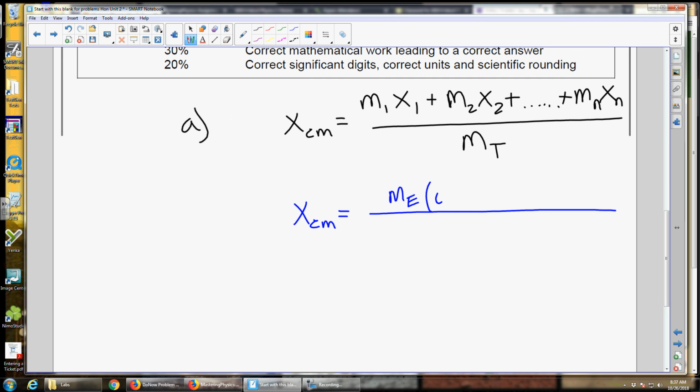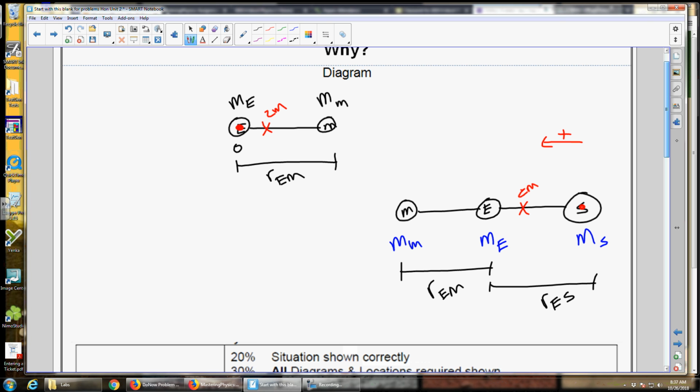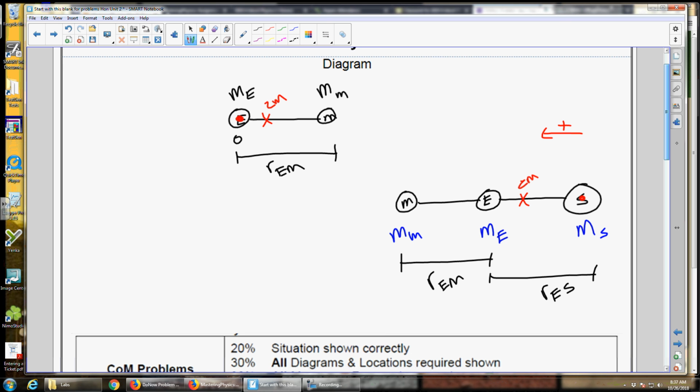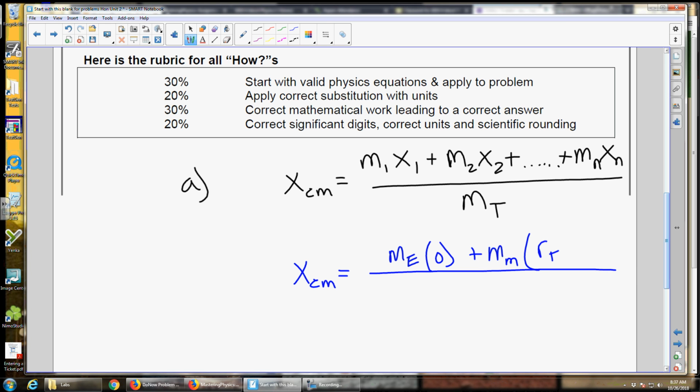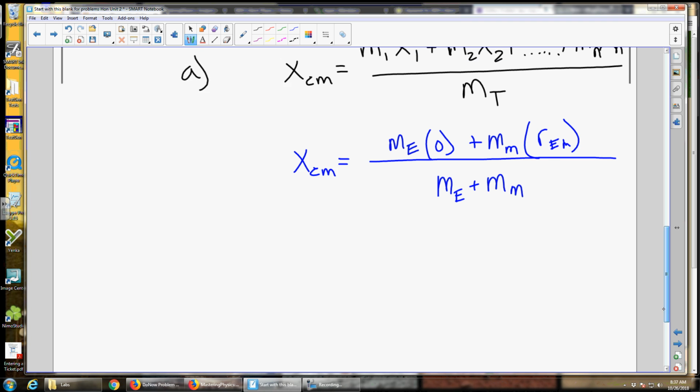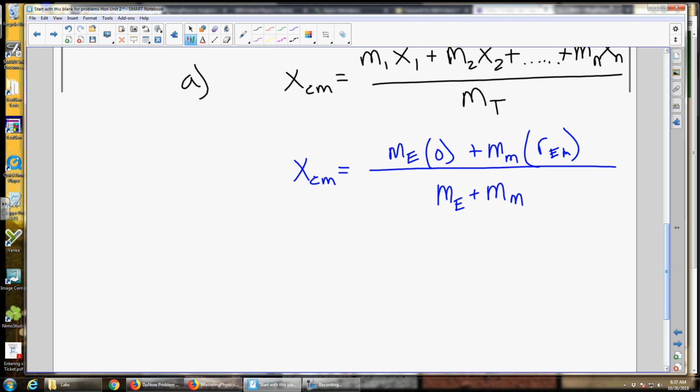So this is times 0 plus mass of the Moon times, and that would be the radius from the Earth to the Moon away. So radius Earth to Moon all over mass of the Earth plus mass of the Moon. All right? Any questions on me setting up the equation for the first part?